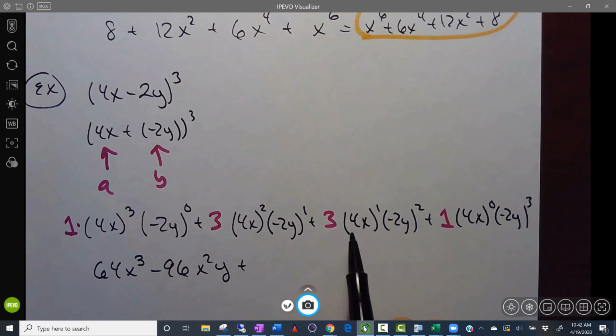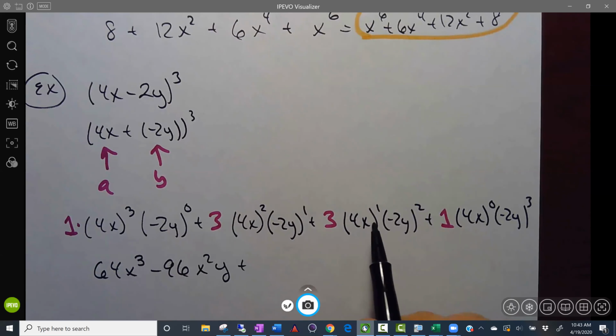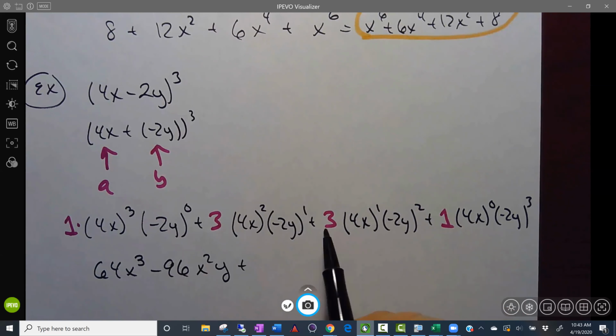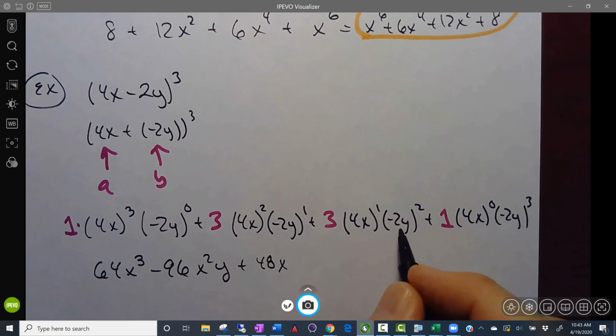The next one's going to be positive. So 3 times 4 is 12 times negative 2 squared. Well, first things first, negative 2 squared, is that going to be positive or negative? Do I get rid of the negative when I square that? The answer is yes. So it's really going to be 4 times 12 is going to be 48. How many x's do I have? Just 1. How many y's do I have? 2.